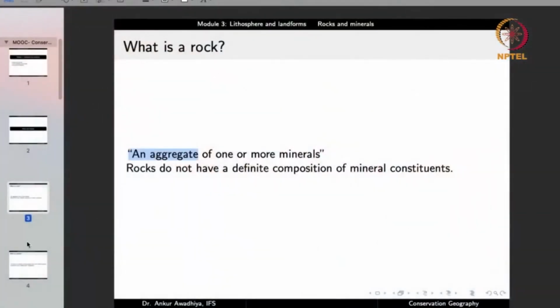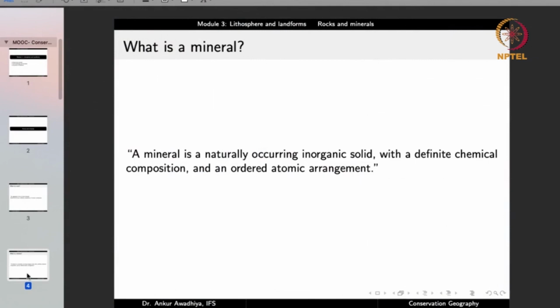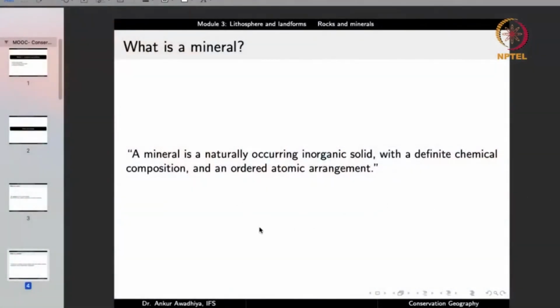On the other hand, a mineral is defined as a naturally occurring inorganic solid with a definite chemical composition and an ordered atomic arrangement. So one major difference between rocks and their constituent minerals is that while rocks do not have a specific chemical composition, each of the constituent minerals inside the rock will have a specific chemical composition. And not just a specific chemical composition, but it will also have an ordered atomic arrangement.